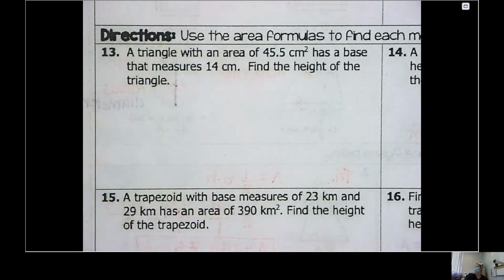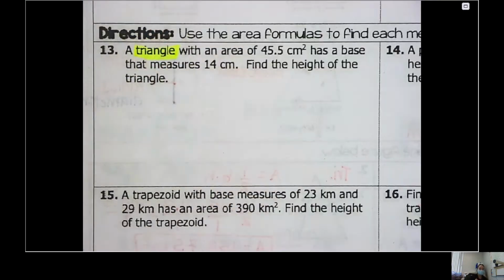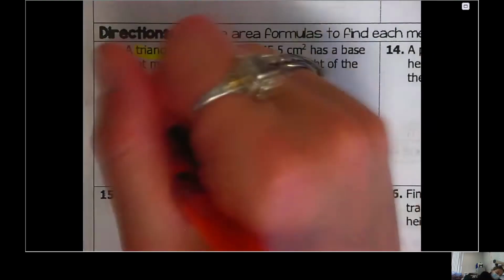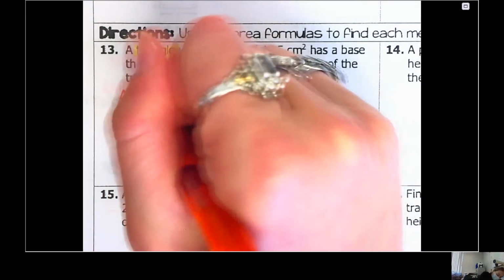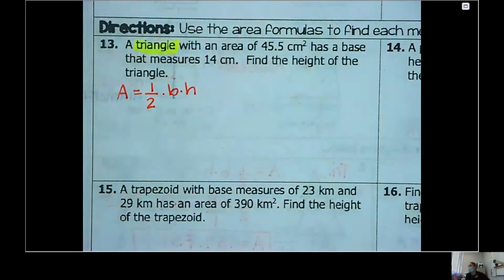Okay, so here's what we're going to do first. We're just going to identify the shape. What's the shape for this problem? A triangle. So all I want you to do is literally copy the equation from the front. What's the equation for area of a triangle? Good. Area equals 1/2 times base times height. All right, step one, just write the equation. Step two is take everything that you know and plug it into that equation.